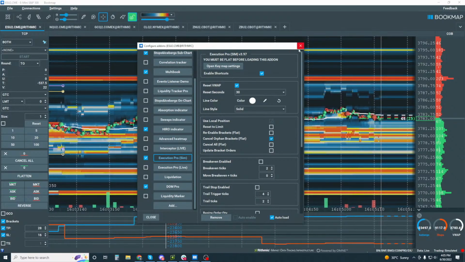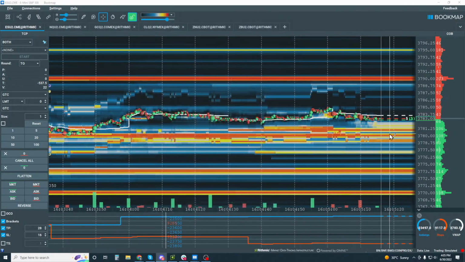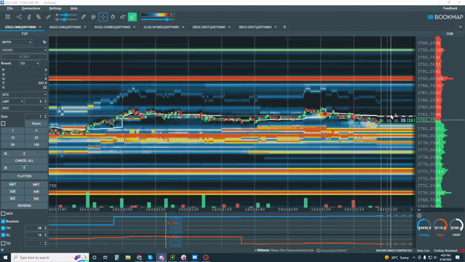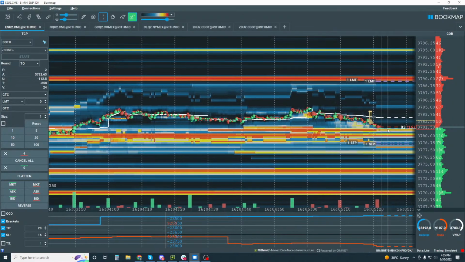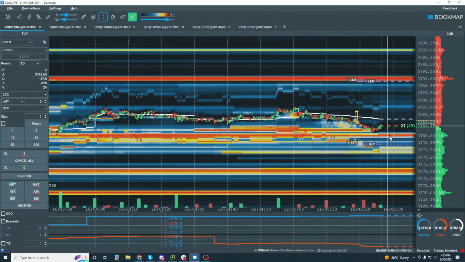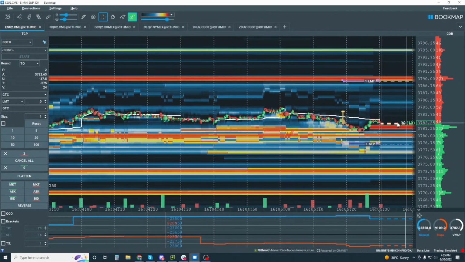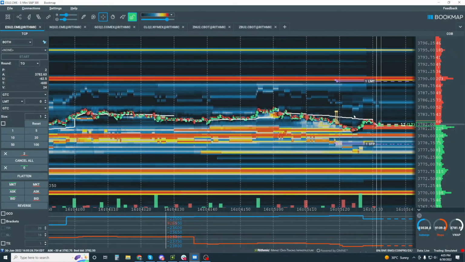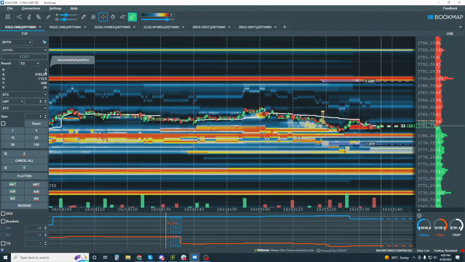So for example, if I enter a position, let's enter a couple positions in here. Okay, so I have my bracketed orders in here, and now I can cancel one of them here, or both of them. Now I have a position here. I've got 2.